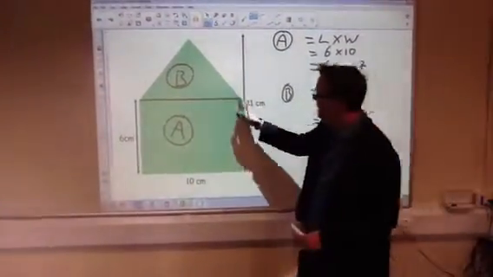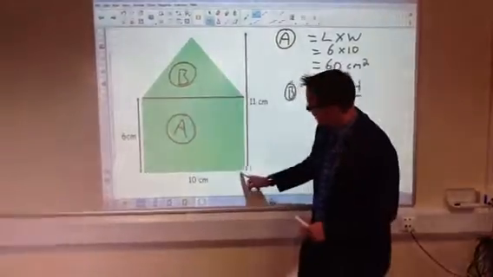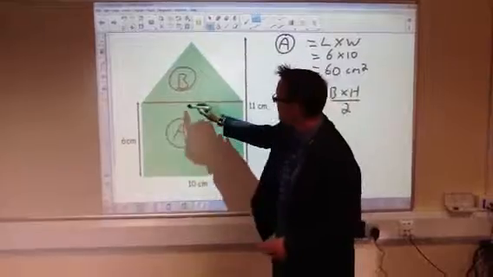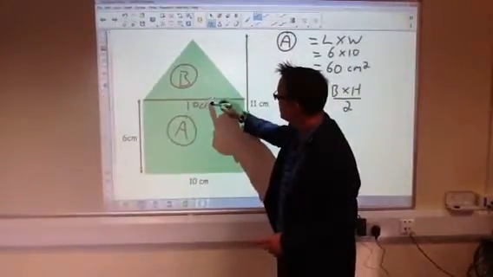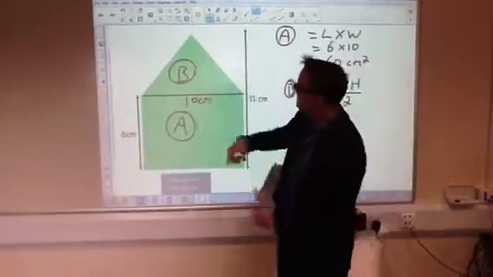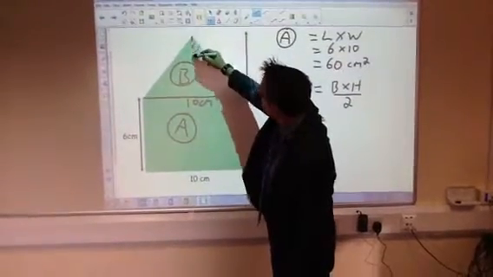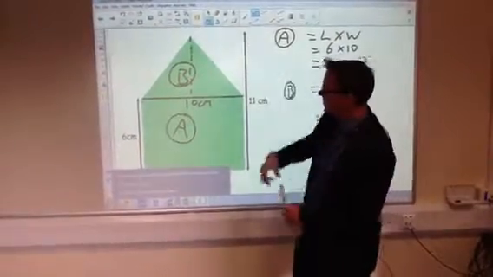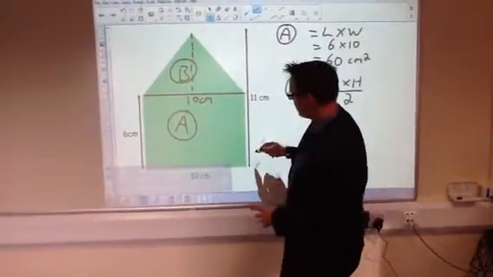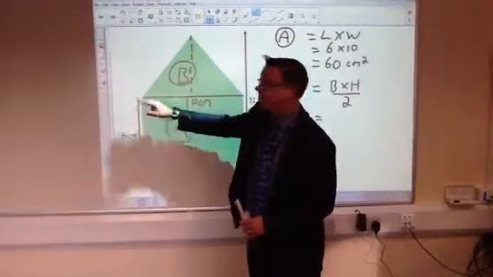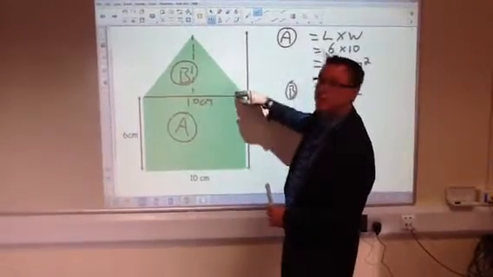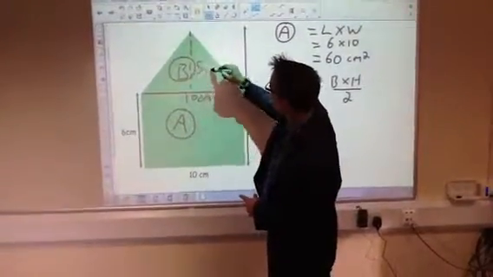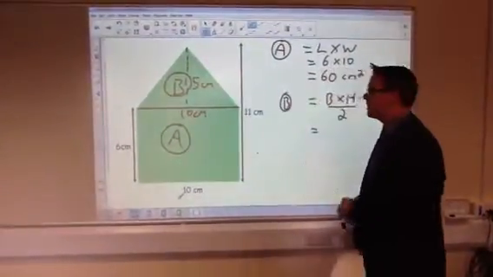The base is quite simple. Base is here. Now we haven't got a measurement on there, but if we look down, this is 10 centimetres, and so this line must be the same length. That must be 10 centimetres. Height: I need the length going from the top to meet the base at right angles. All the way up is 11. Up to that point is 6. And so what must be left over? 11, take away the 6, gives you 5 centimetres up the top. So the height must be 5 centimetres.